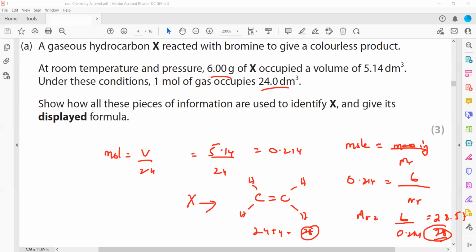Is this part clear? Using the volume we got the moles, using the moles we got the molar mass, and that molar mass matches with ethene. That's why we say this compound is ethene. And why specifically do we know it's an alkene?